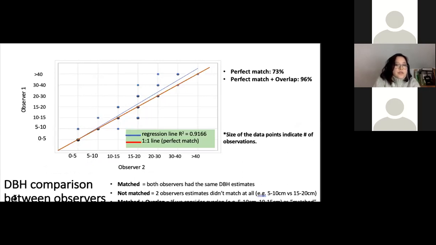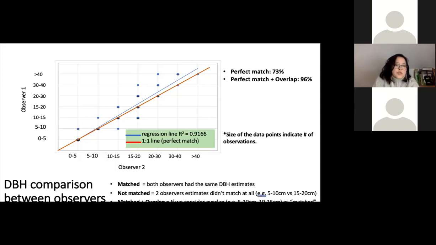So as with the tree ID comparison, we wanted to see how consistent the DBH size class data was between 2 observers. The red line is the 1-to-1 match. If both observers chose the same size interval for every tree, the data points would fall on this line. The points are the actual data. And as you can see, some of them fall off this line. But note that for the points that do not fall on the exact match line, almost all of them are only 1 size class off.